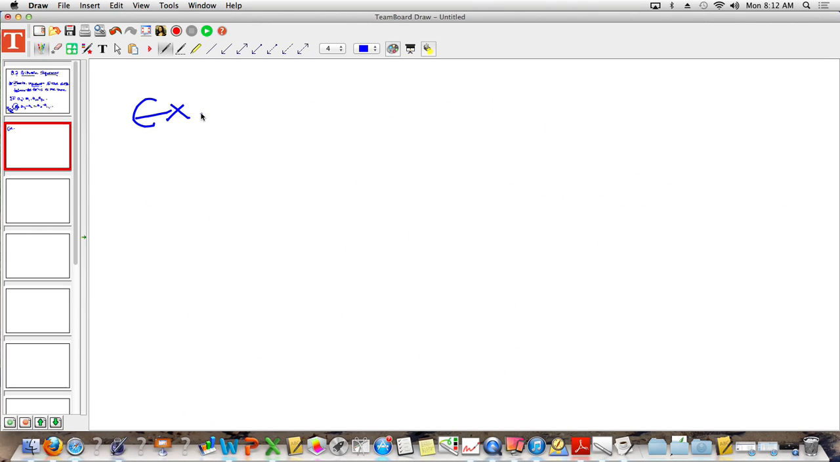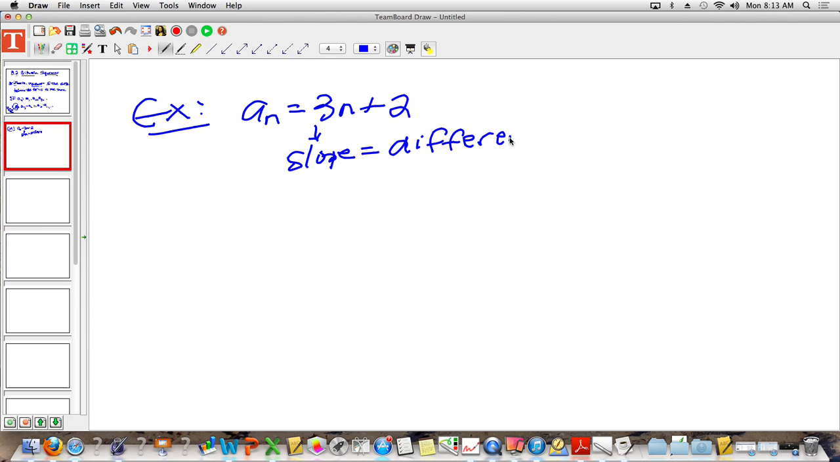Alright, so let's say we have this situation going on. a sub n is equal to 3n plus 2. That's the rule for some arithmetic sequence. What is the common difference between all the terms? Yep, it's going to be 3. In other words, it's this number right here. That number we also call the slope, which is also called the differences. So in this case, the d value is going to be 3.